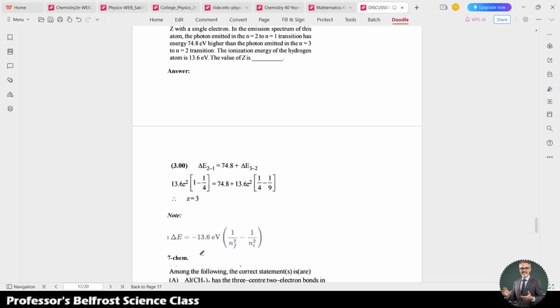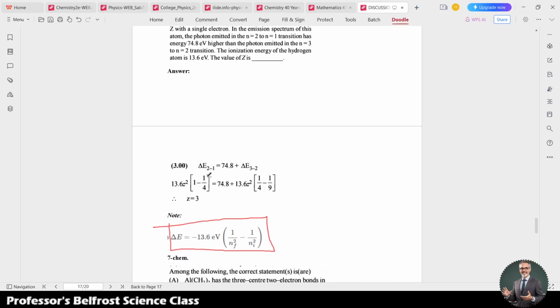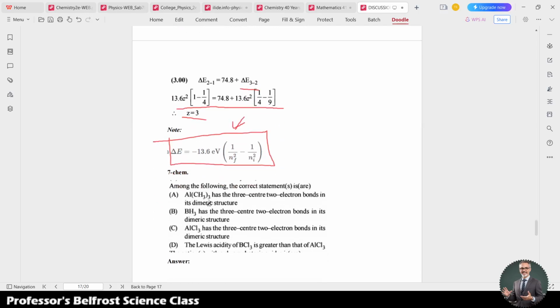Yeah, the first thing is that you need to know this formula. Then you know that the 2 to 1 energy is 74.8 electron volts higher than the 3 to 2, so you can set it up like this. By using this formula, Z equals 3.